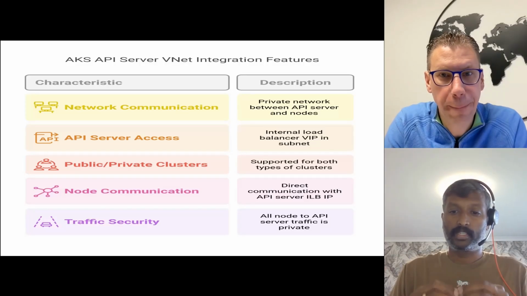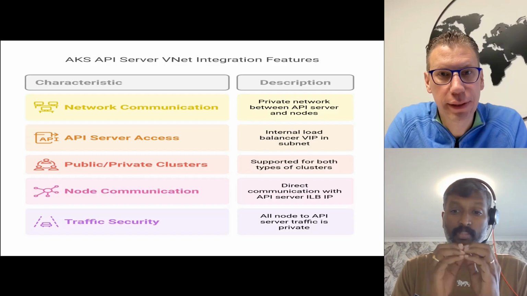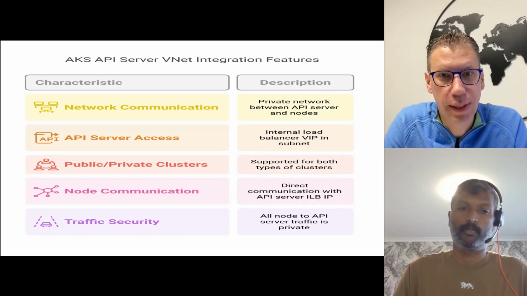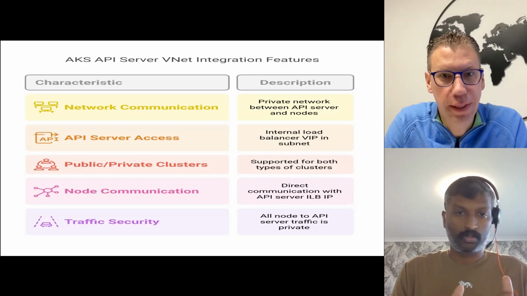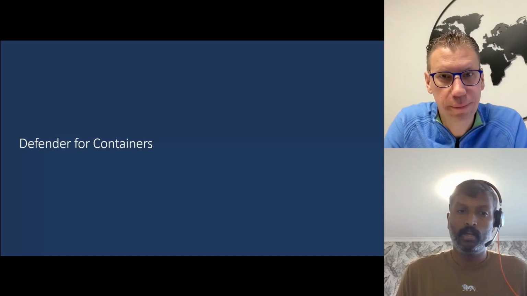And what happens is the agent nodes always communicate directly with the private IP address of the API server. There is an internal load balancer that sits on top of AKS that comes with a private IP address and without DNS. That's the difference between these two. So the first section is to make sure your control plane is secured within private.